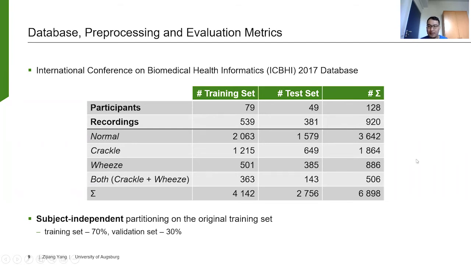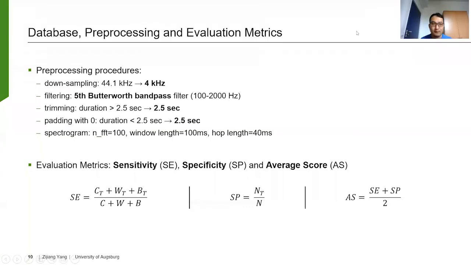same time. So in total, there are 6,898 respiratory cycles, and for the training set there are 4,142 cycles. For the test set, it has 2,756 cycles. So for our experiment, we did a subject-independent partitioning on the original training set.